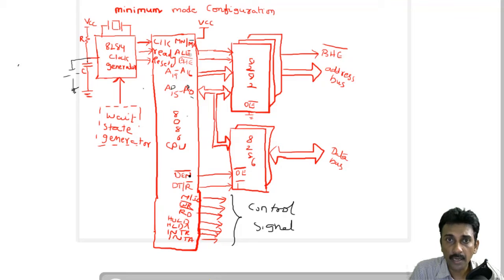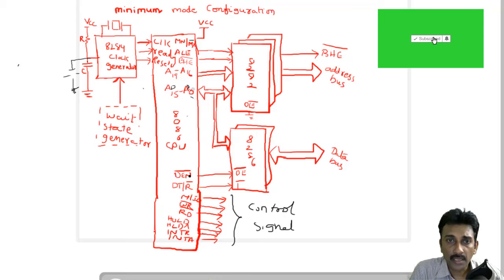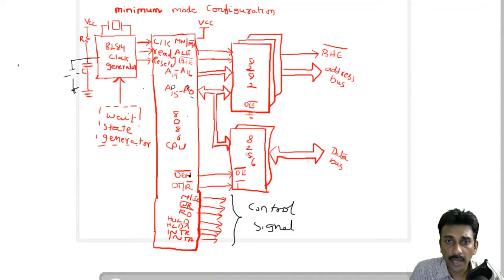ALE is nothing but address latch enable, which is used for demultiplexing the address and data with the help of 8282. The address will be latched by the 8282 and sent to the address bus. The data will be sent to the 8286 transceiver IC, and sent on to the data bus. So the address bus and data bus will be separated with the help of ALE and the 8282 and 8286 ICs. Of course, the status signals are also demultiplexed from the address lines A16/S3 to A19/S6. AD0 to AD15 address will be sent to the address bus and data will be sent to the 8286 IC. This is the general information regarding the minimum mode configuration.